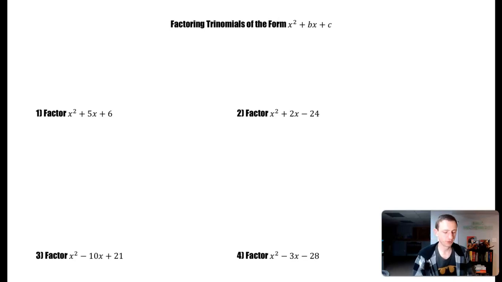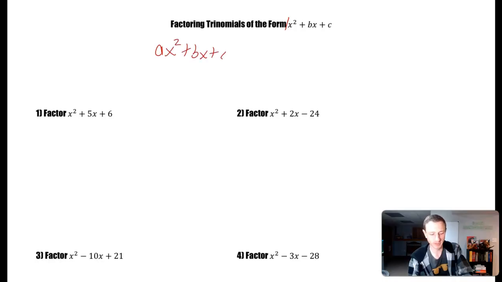Today we're going to talk about factoring trinomials of the form x squared plus bx plus c. One key component here is that the coefficient in front of the x squared is 1. So this is technically like ax squared plus bx plus c, and in this video specifically, we're just going to be looking at when that a value is 1 and how we can factor. When we are factoring in this form of x squared plus bx plus c, we are looking for two numbers that multiply to c and add up to b. So two numbers that multiply to c and add up to b.